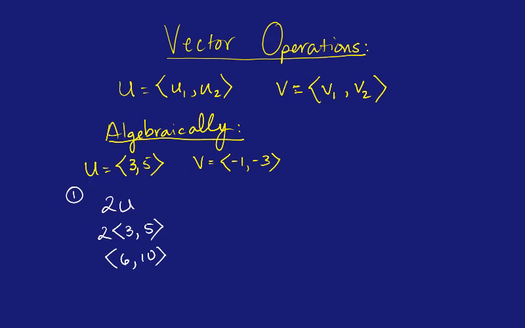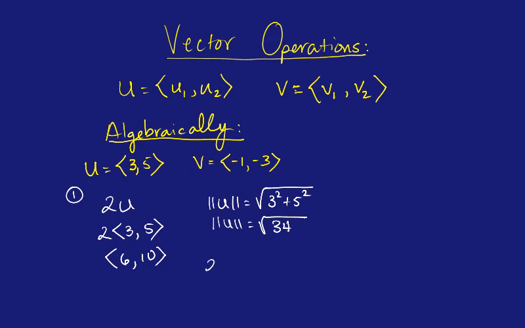The neat thing about that is it's not just doubling the numbers inside, but what it's really doing is doubling the magnitude. If you were to think about it this way, the magnitude of u would be found by doing the square root of 3 squared plus 5 squared. And so the magnitude of u would equal the square root of 9 plus 25, which is the square root of 34.